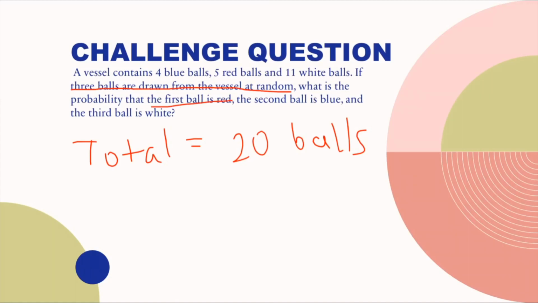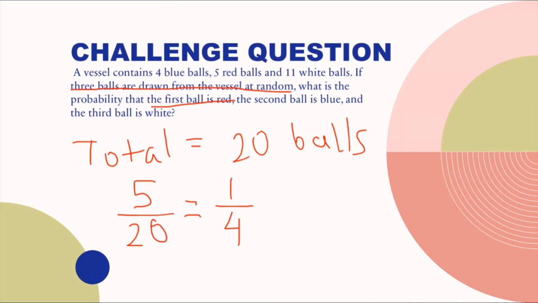The first ball is red. So now red is how many? 5. So we can say that 5 out of 20, this is the probability for red balls. So 5 by 20, and if I further simplify it, I can get 1 by 4. So this is the probability that the first ball is red.